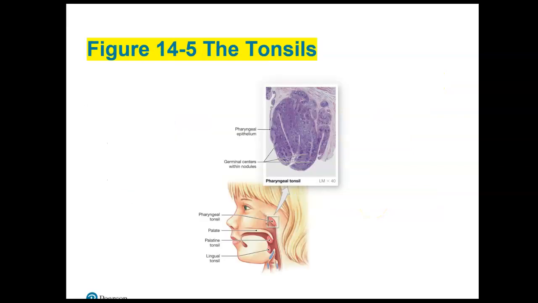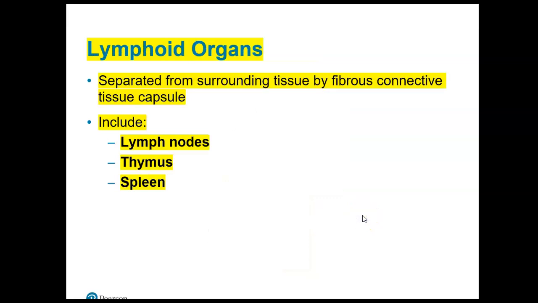intestine. So the location of the tonsils: the pharyngeal tonsils are also known as the adenoids, and they're located here in the nasopharynx. And then you have the palatine tonsils and the lingual tonsils. Lingual tonsils are associated with the tongue, and the palatine tonsils are in the back of the throat. And so they're a type of MALT.